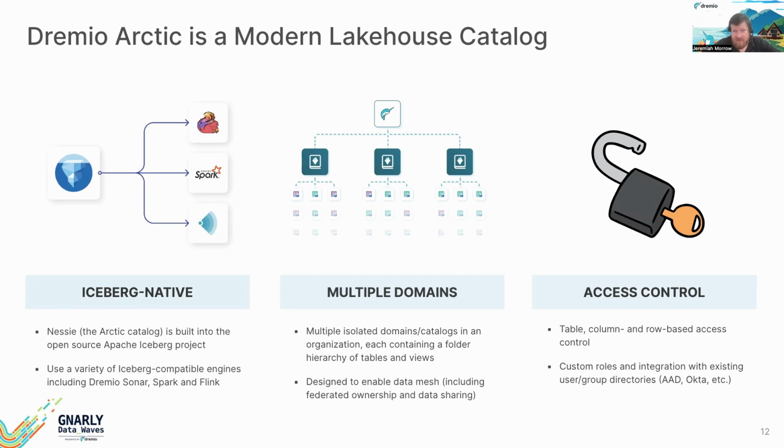Dremio is accessible by multiple execution engines. You can use Dremio for interactive BI and dashboards, which it's excellent at. And you can also use other execution engines for different analytic workloads. One of the key use cases for Dremio is enabling a data mesh, and Arctic definitely enables that architecture with the ability to manage multiple catalogs in complete isolation. So give your domain owners federated ownership of their data, and enable them to share data across the organization very easily. And of course, we feature access control and integration with user groups and directories with additional RBAC features coming soon.